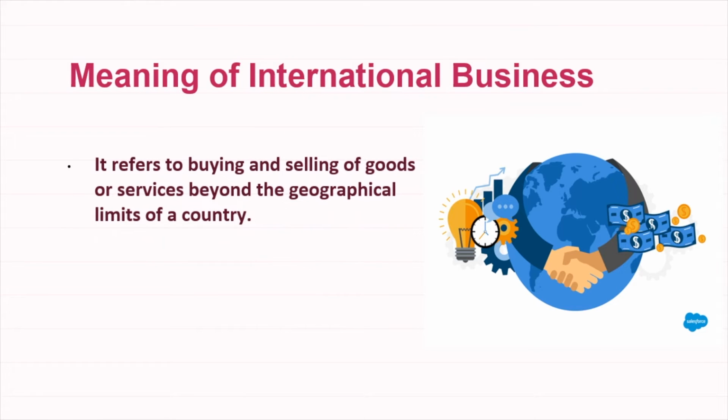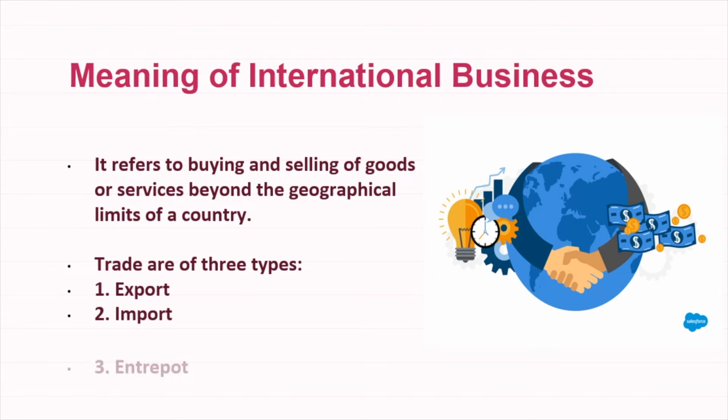International business refers to the buying and selling of goods or services beyond the geographical limits of a country. It is also called trade between the two countries. And international trade is of three types: export, import, and entrepot. Export actually refers to selling of goods or services to the foreign countries. Import refers to buying goods or services from the foreign countries. And entrepot refers to import of goods not for consumption in home country but for exporting them to another country.